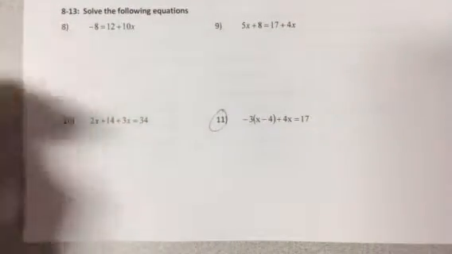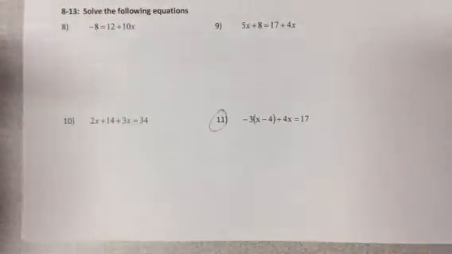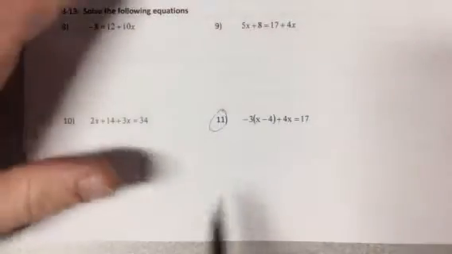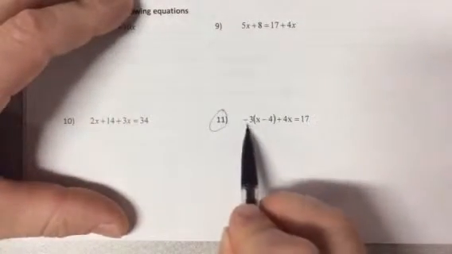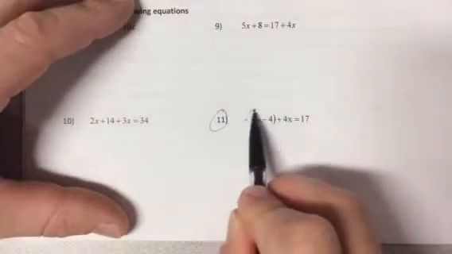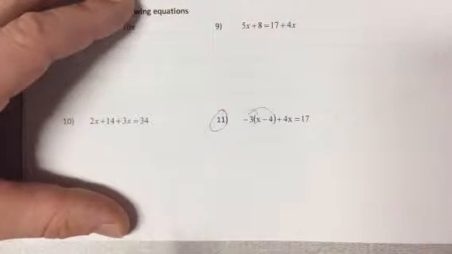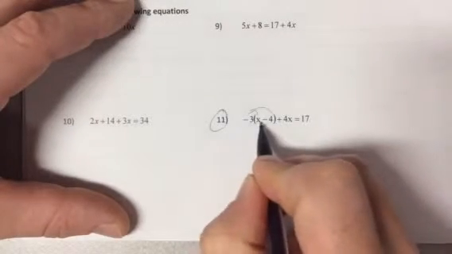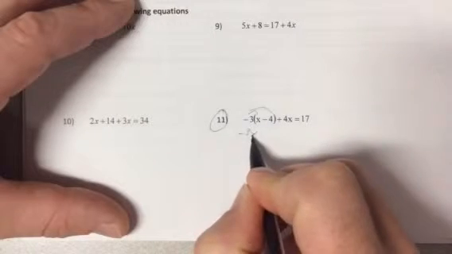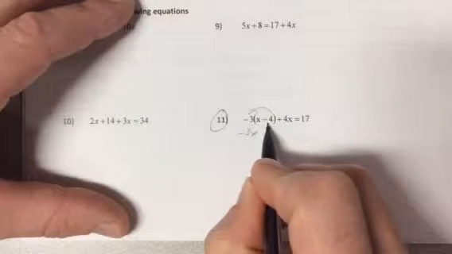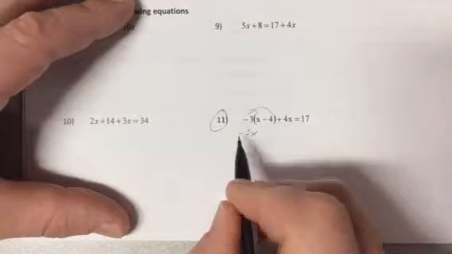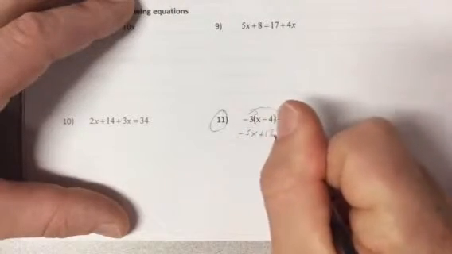For number 11, how do we solve this? Our first step is always going to be to distribute if we have distributive property to do. So I'm going to distribute this -3 to the x and to the -4. Distribute means I'm going to multiply both. So -3 times x is -3x. -3 times -4 is a positive 12.